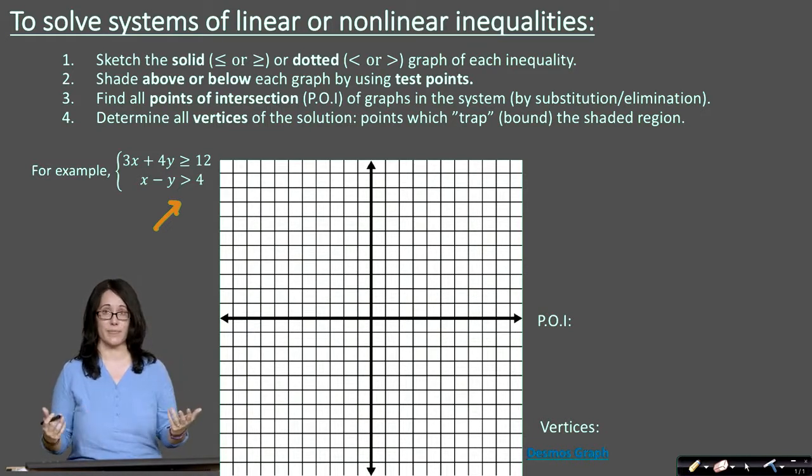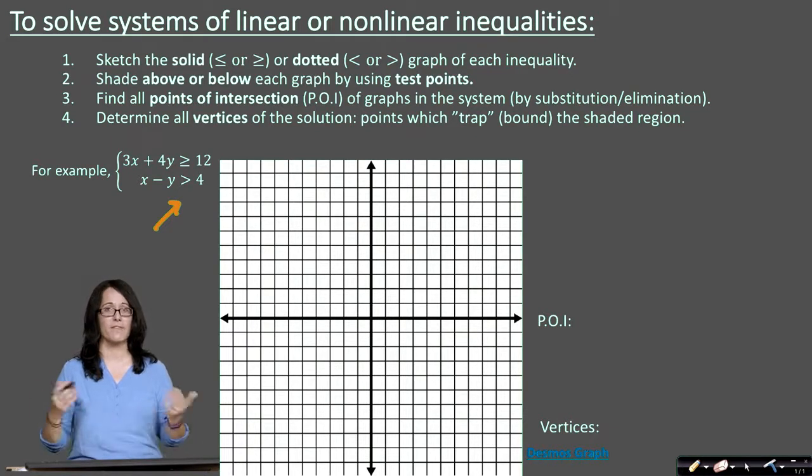Secondly, shading. How do you know where to shade? Well, you could have an instinct above or below, but instincts need to be proven in math. You need to actually justify your answer. And the way you're going to do that is by picking a point that is not on your graph, not on the line, not on the parabola, and seeing when you plug in that point if it's true or false. If it's true, shade where that point is. And if it's false, do not shade where that point is. So we're going to demonstrate that in a moment.